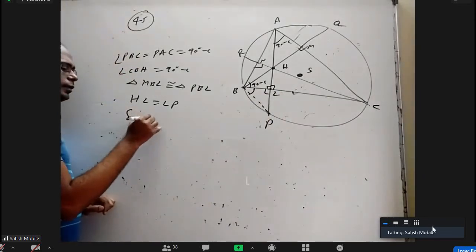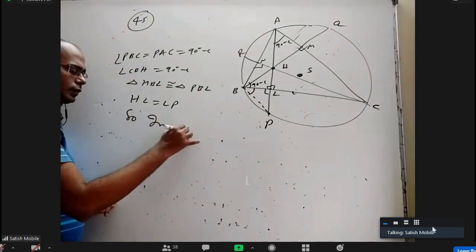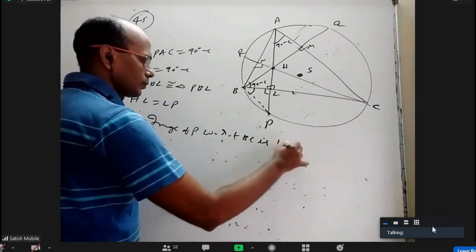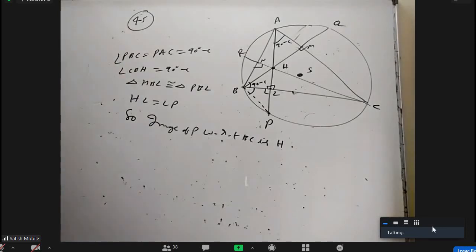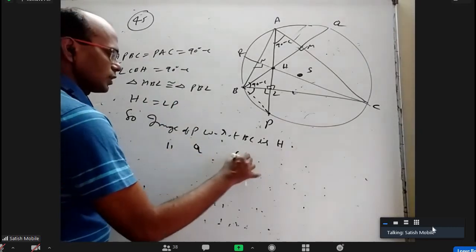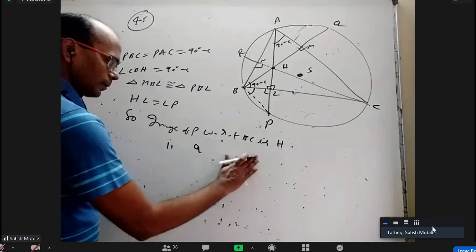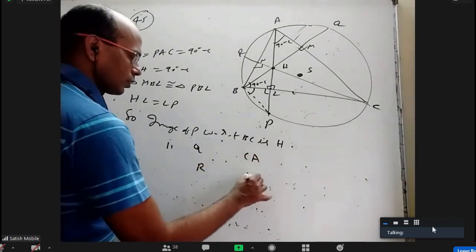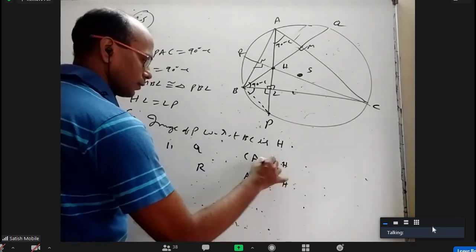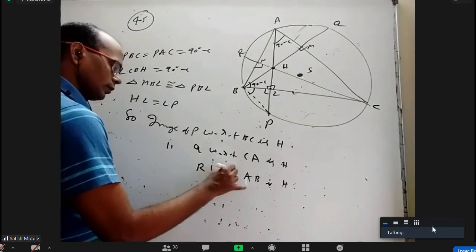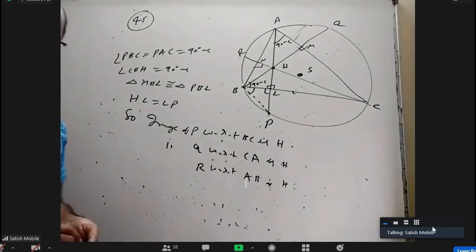So the image of P with respect to BC is H, or the image of H with respect to BC is P. Similarly, the image of Q with respect to CA is also H, and the image of R with respect to AB is also H. Okay, everybody clear about this point, right?